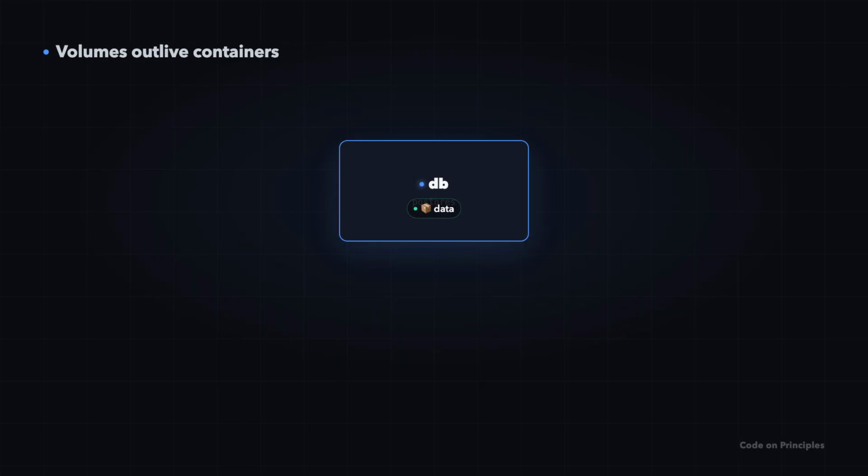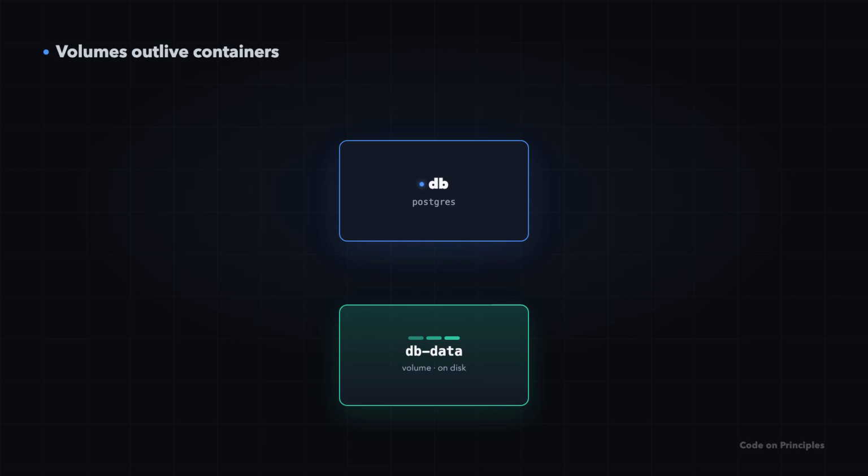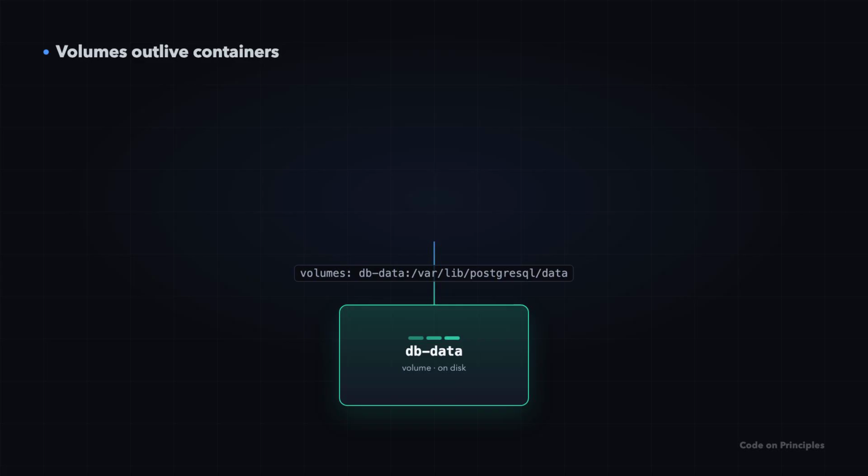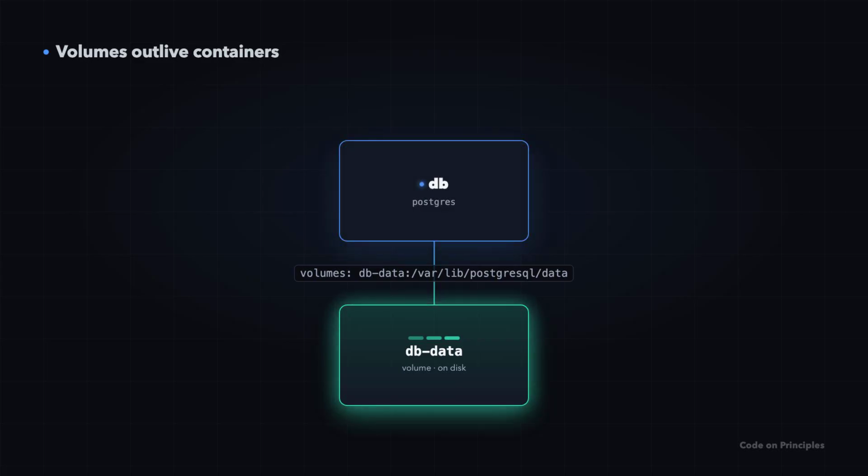Containers are meant to be thrown away and recreated. That is the whole point of them. But a database holds data you really cannot lose. And if that data lives inside the container, then deleting the container deletes the data with it. So you move the data out into a volume, storage that lives outside any one container. The volumes line just points the container at that storage. Now the container can disappear, and the volume with all of your data simply stays. Containers come and go. Volumes remember.